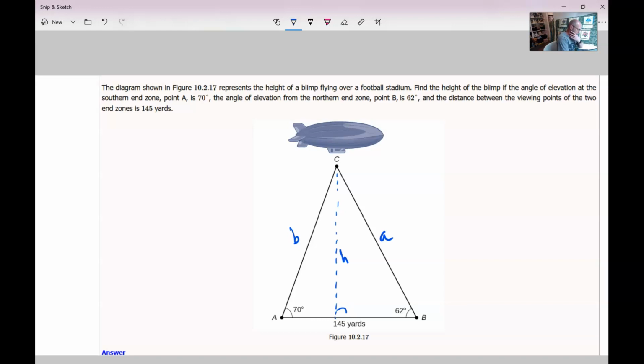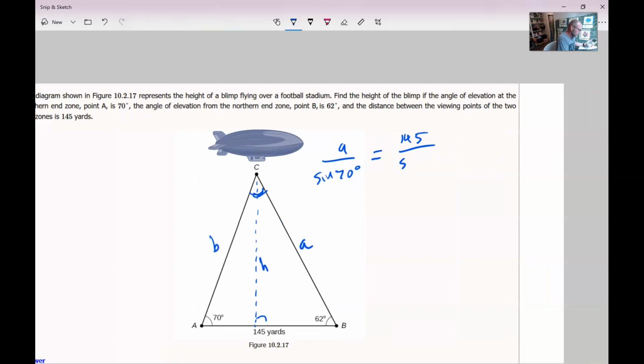So I'm going to find A by saying, we'll ignore that line in the middle for a minute. We're going to say A over sine of 70 has to be equal to 145, because that's the one side I know, and we need to know this angle right here because that's the angle opposite 145. Well, if we take 180 minus 70 minus 62, we get 48 degrees. So this would be sine of 48 degrees.